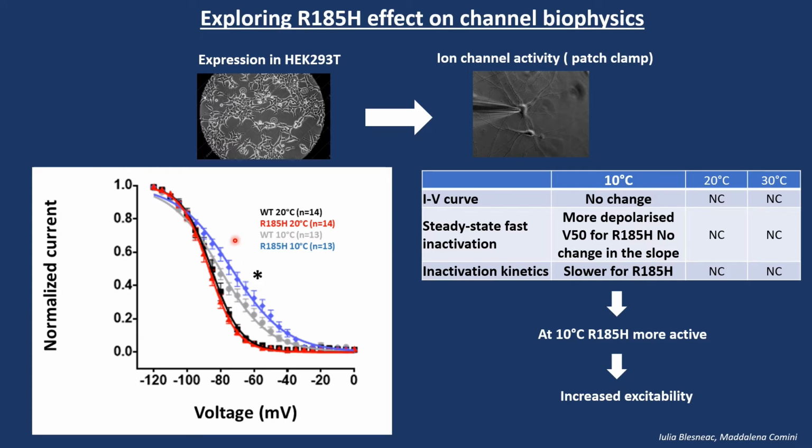The summary of the data is shown in this graph with normalized current on the y-axis and voltage on the x-axis. At room temperature, there was no difference between wild type and mutant variant, as shown through these curves here. However, on cooling, there was a significant shift in the mutant variant when compared to control. This table summarizes the data showing the greatest effects on cooling on inactivation kinetics, with no effects at higher temperatures. This variant at colder temperatures results in increased activity within the channel, which translates into increased neuronal hyperexcitability.